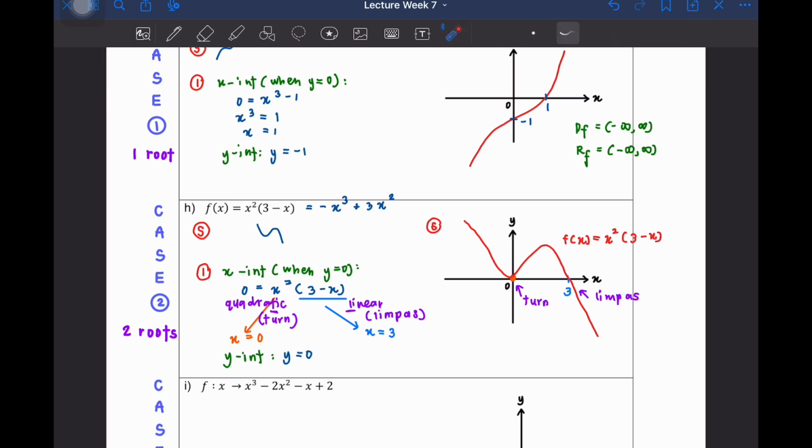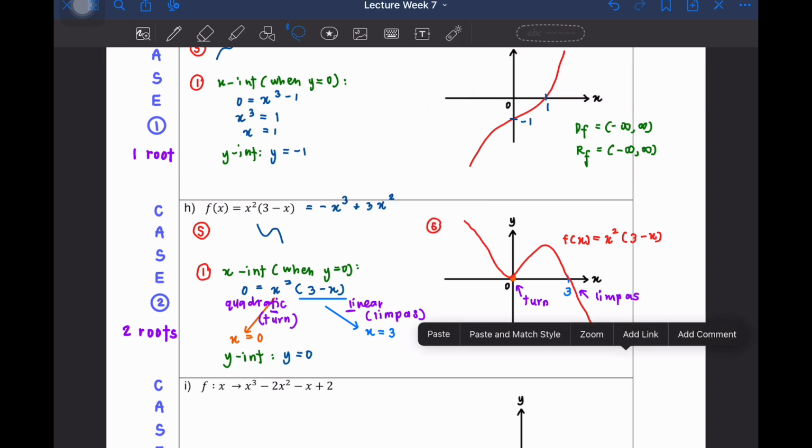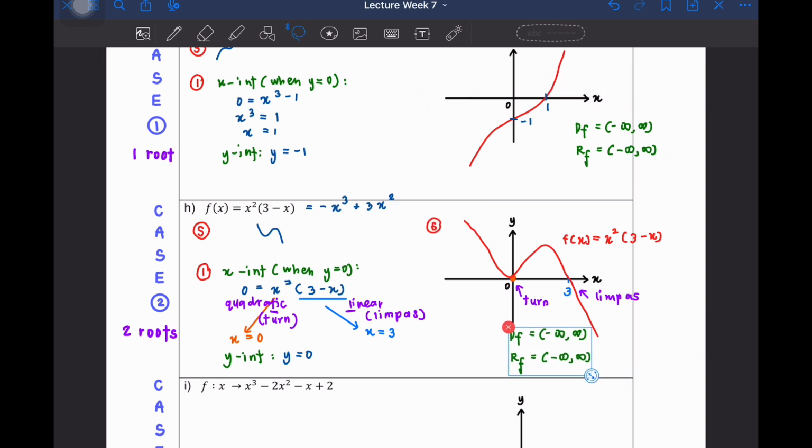Okay, settle. Dia punya domain dengan range untuk cubic function sentiasa sama. Dia adalah negative infinity to positive infinity, sebab dia tak ada domain restriction. So sama sahaja semua. Okay, settle. Right, last one.